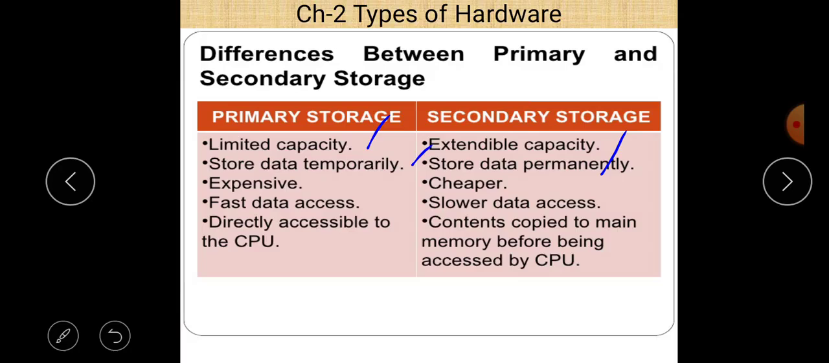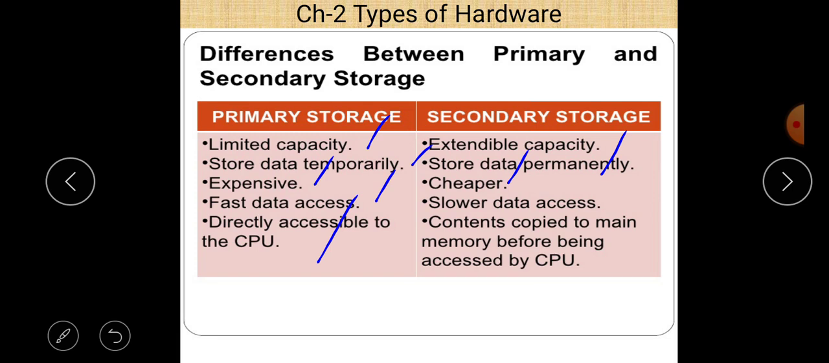Primary memory is much more expensive compared to secondary memory. We get fast data access using primary storage, when we read or write on a memory. And the next, most important point, is direct accessibility to the CPU. Primary storage is directly accessible to the CPU, while secondary storage is not.